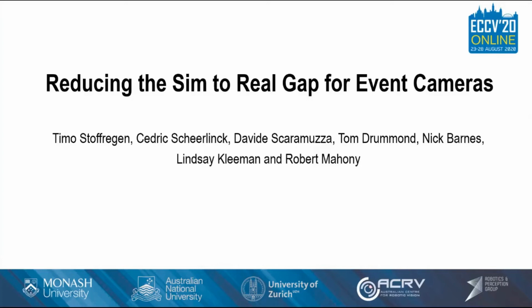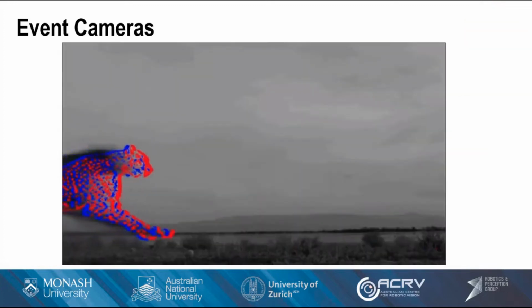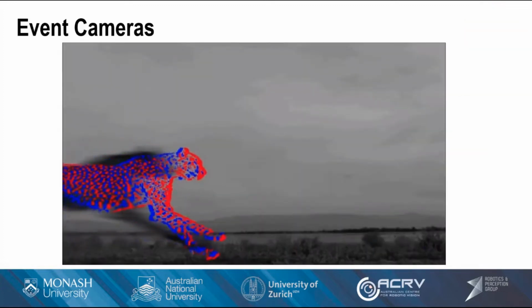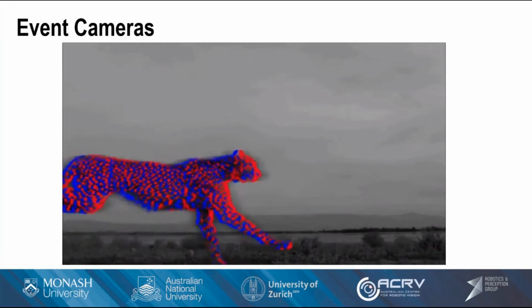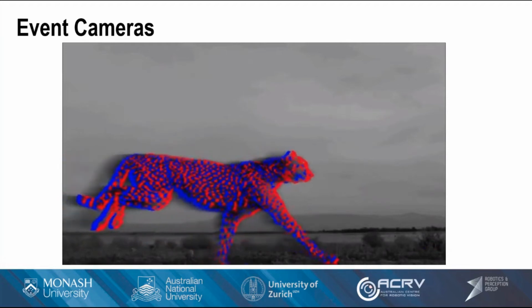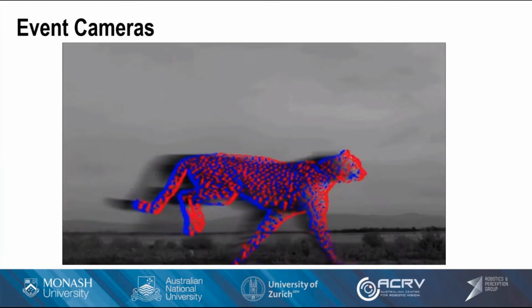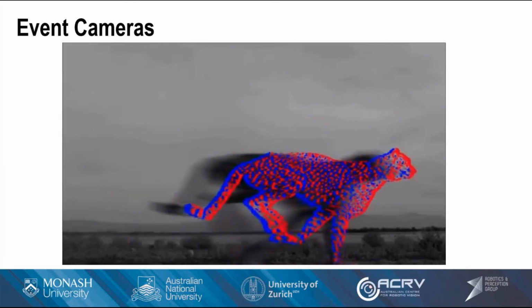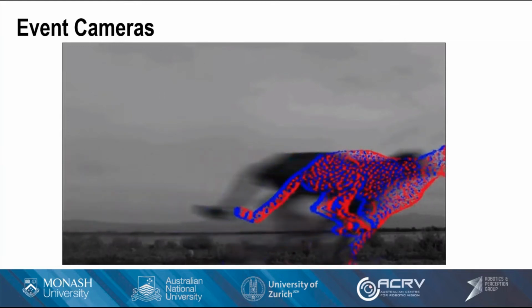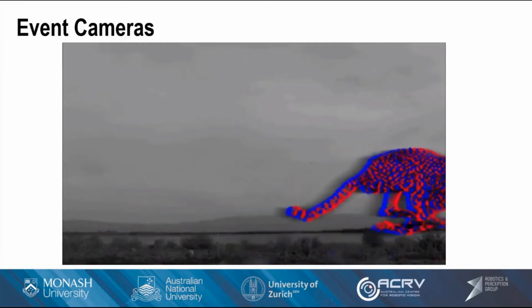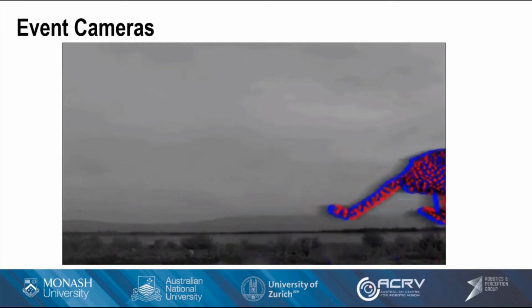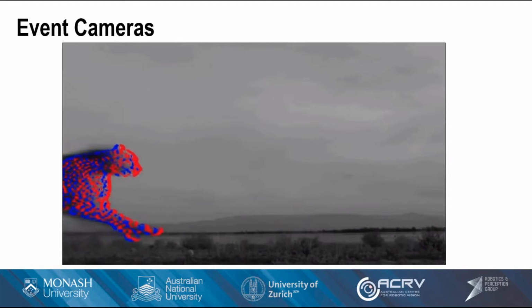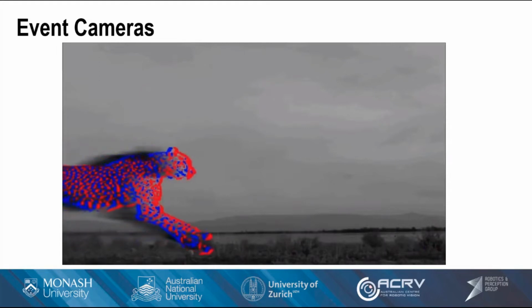Hello, and welcome to Reducing the Sim-to-Real Gap for Event Cameras. Event cameras are asynchronous visual sensors, where each pixel independently and asynchronously reports positive or negative brightness changes as they occur. The background shows conventional video camera footage that suffers from motion blur. In the foreground, red and blue dots represent positive and negative events from an event camera.